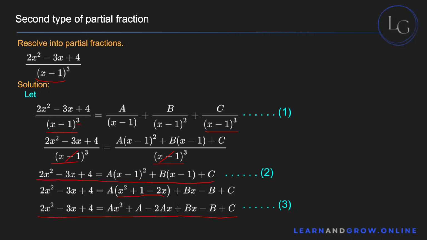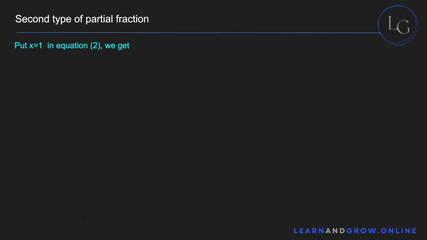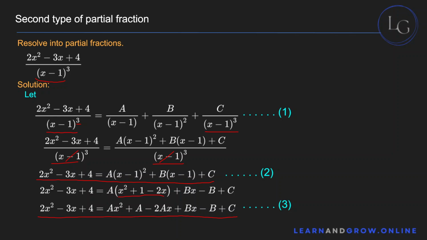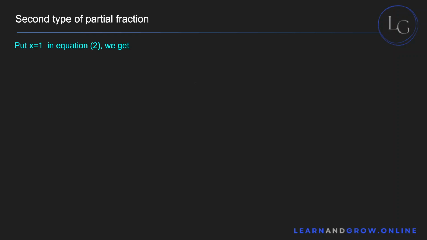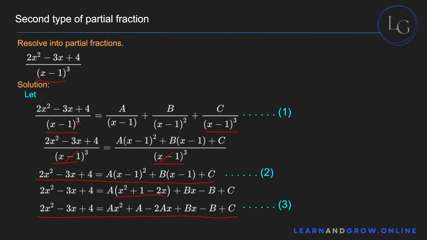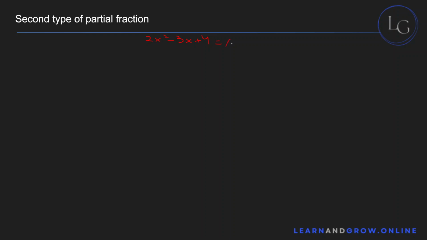Now, for argument's sake, let's just write down the first equation over here, which was 2x squared minus 3x plus 4. And what was that equal to? It was equal to A into (x minus 1) whole square plus B into (x minus 1) plus C.